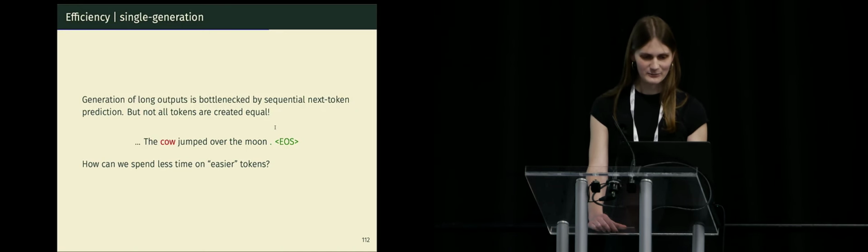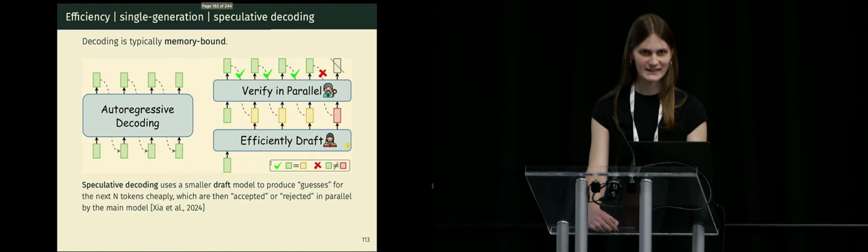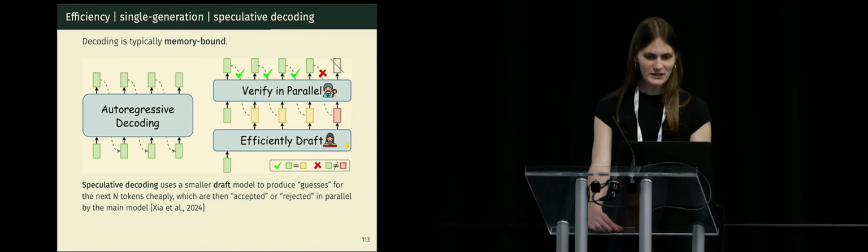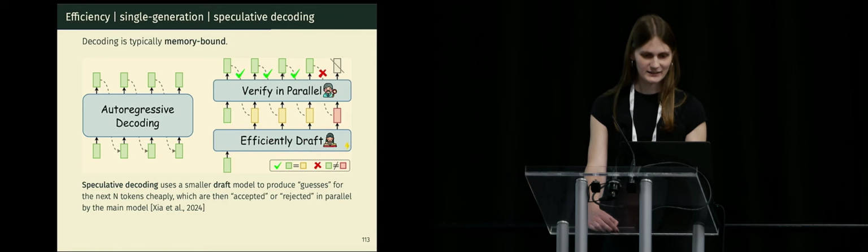However, some tokens might be easier to predict than others intuitively. For example, when we're generating punctuation, this might be very easy for a weak model to guess that the next token is a period, whereas other structural elements might be trickier. So is there any way that we can spend less time on these easier tokens like punctuation, much like we did with constrained generation? One option here is speculative decoding.